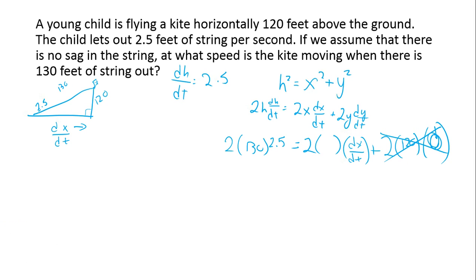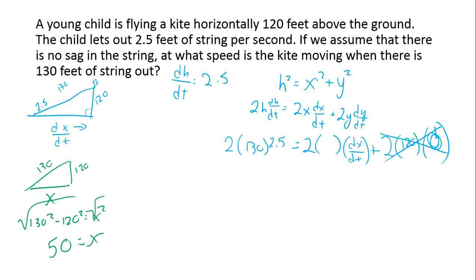Now the part that we're looking for is what x is. How long is this? Well, since we have our right triangle, 120, 130, and then this is x, we use 130 squared minus 120 squared. And that gets you x squared. Take the square root of both sides, getting us x is equal to 50. Okay, so that means that our horizontal length is 50, so we're going to put a 50 here.